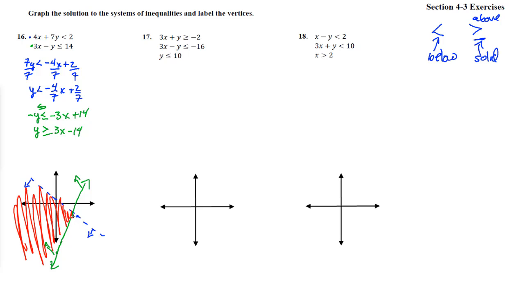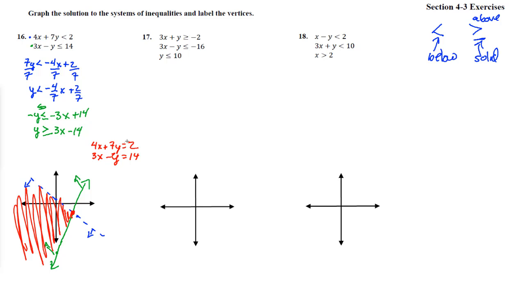So we just need to find this vertex right there. So we're seeing where the blue line and the green line intersect, and that is, if we write it out here, we have 4x plus 7y equals 2. That's where the blue line is solid, so that's what we're going to use here, and 3x minus y equals 14. All right, so how do we solve this system of equations?